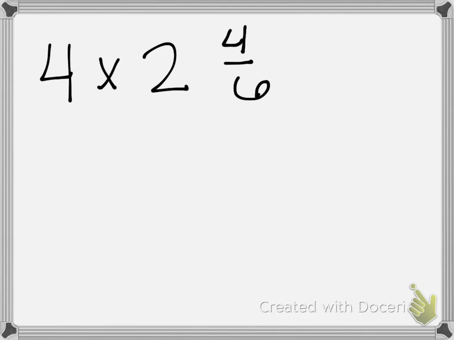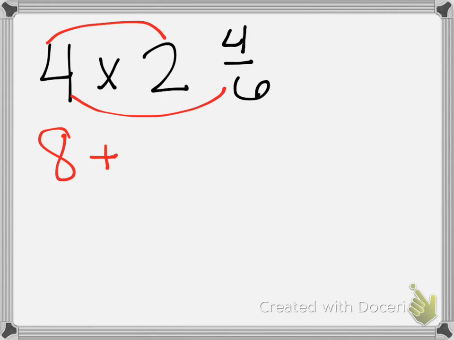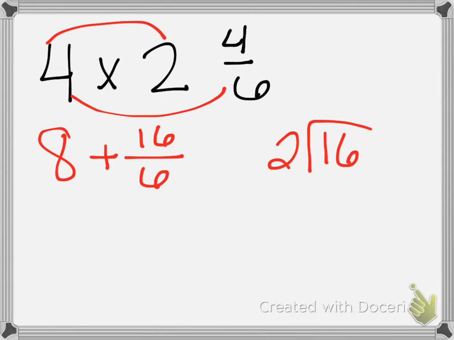The next example, I have 4 times 2 and 4/6. Again, you're going to multiply your whole numbers. 4 times 2 is 8, plus 4 times 4/6, which is 16/6. We need to change our improper fraction into a mixed number, so I'm going to take 16 divided by 6. 6 goes into 16 2 times, minus 12 gives me 4.